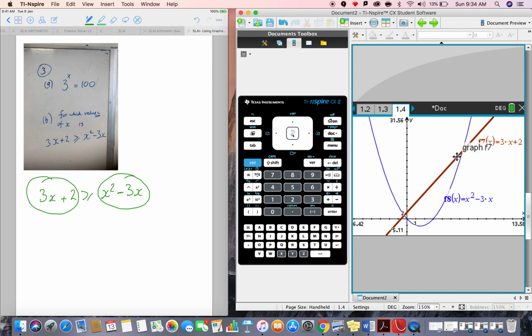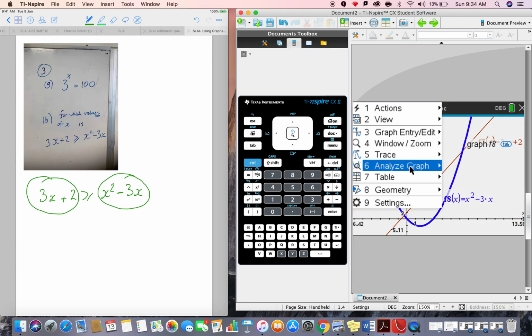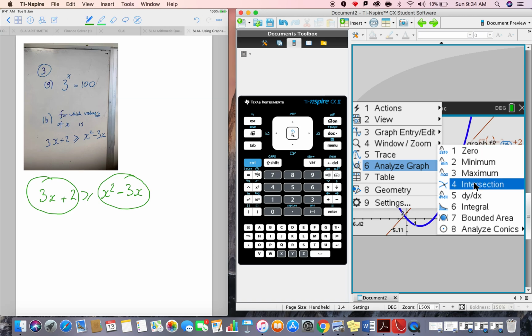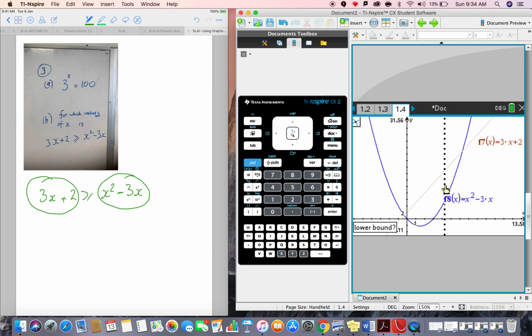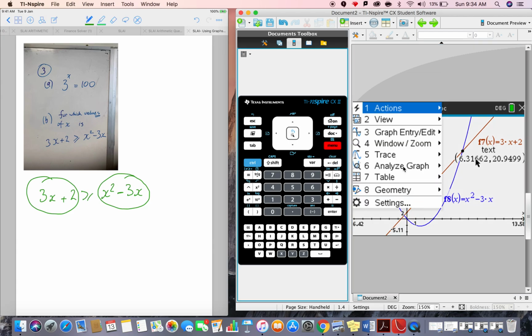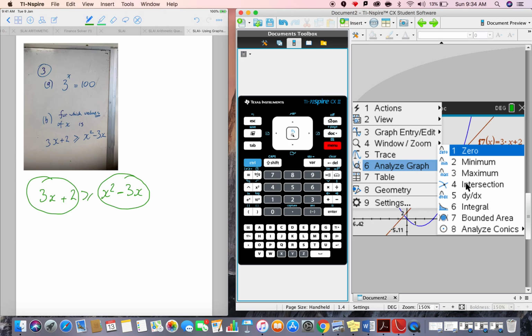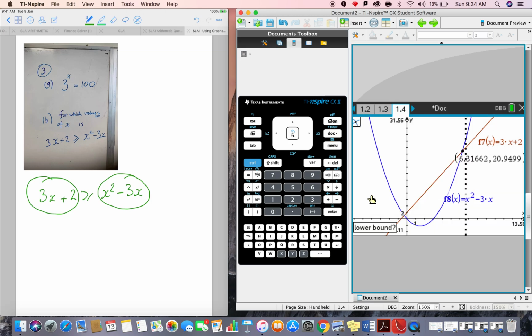Now the equations are in terms of x, so we just want the x solutions to these sections. Menu, analyze graph, intersection, here and here. We want that x coordinate there. And then menu, analyze graph, intersection, and we want these x values down here. Grab that, move it up here.